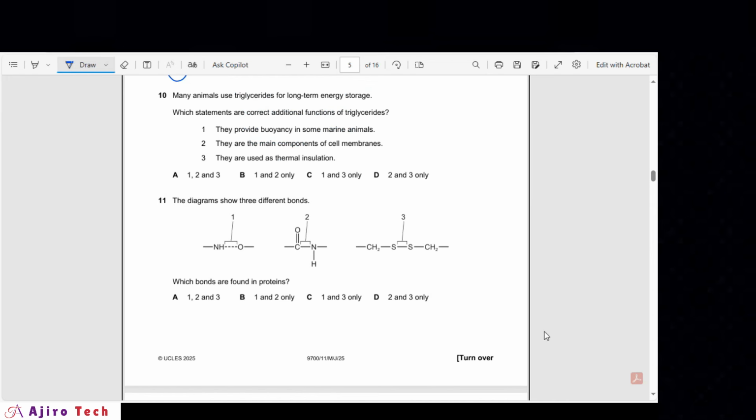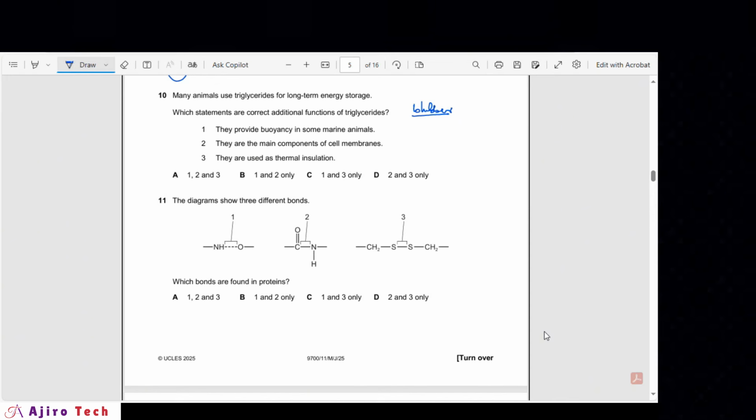Many animals use triglycerides for long-term energy storage, because they can store energy longer for us. Which statements are correct? Additional functions of triglycerides, apart from being long-term energy storage: yes, they also provide buoyancy in some marine animals like whales, which have what we call blubber, a fatty substance that gives them buoyancy in water. Also, main component of cell membrane, that is not correct. The main component of the cell membrane should be phospholipids and not triglycerides.